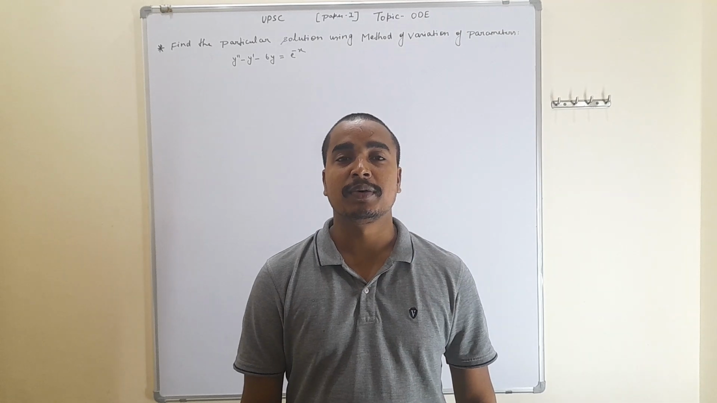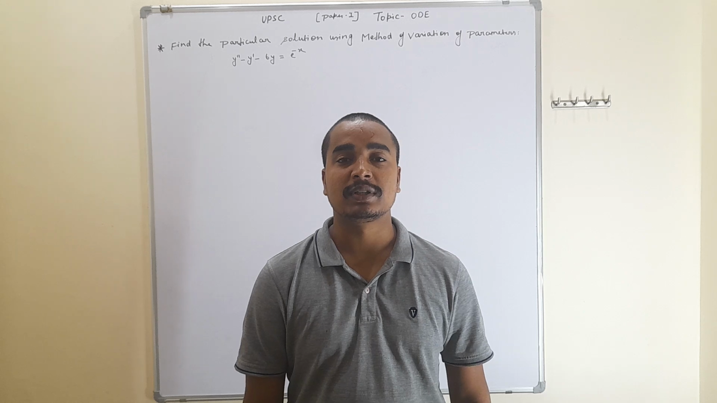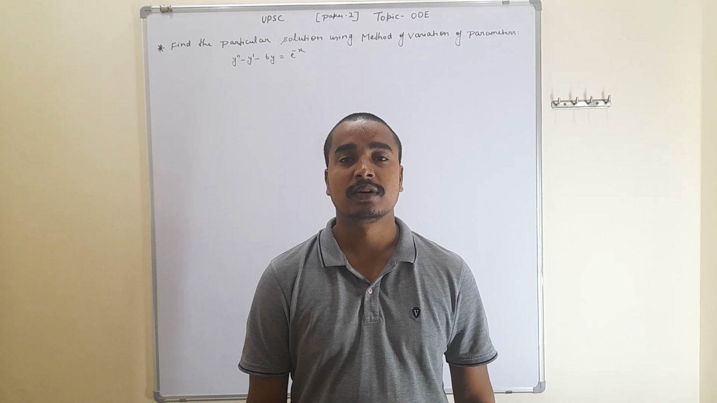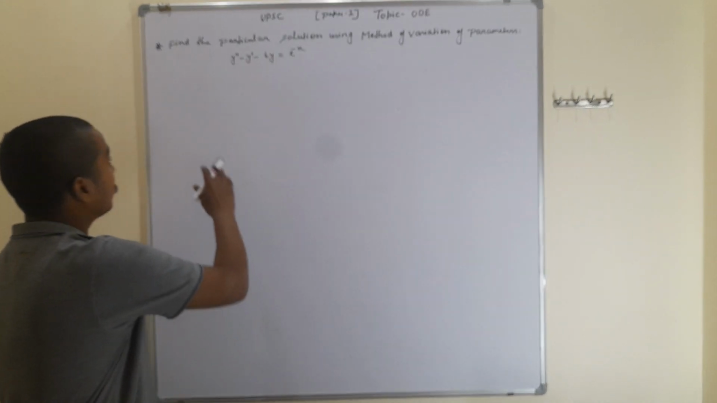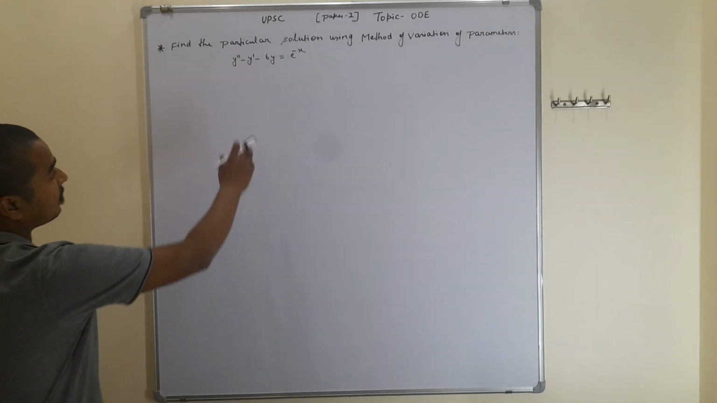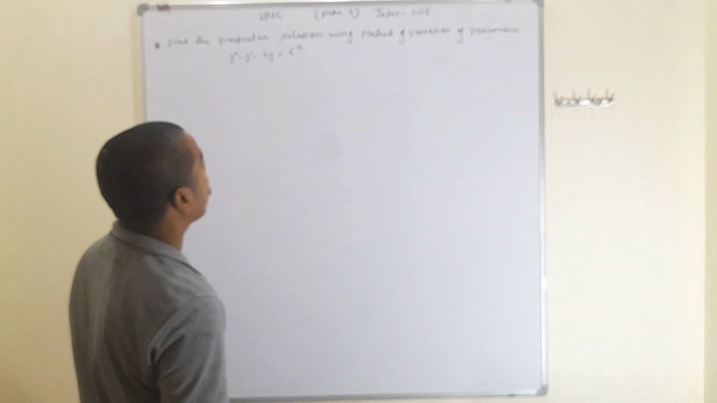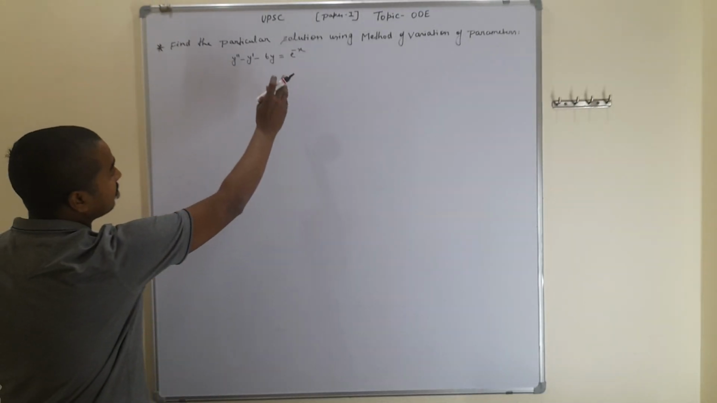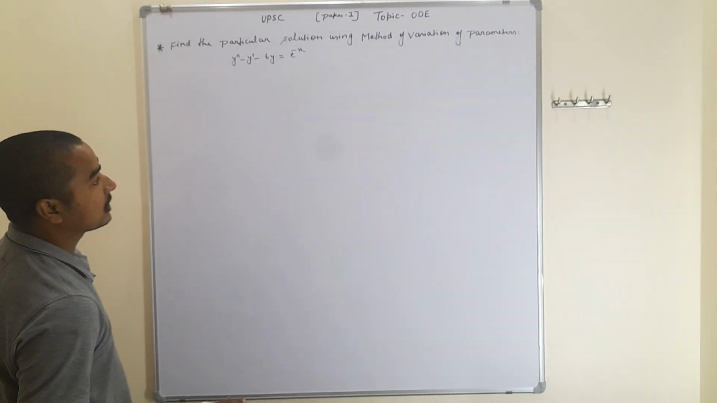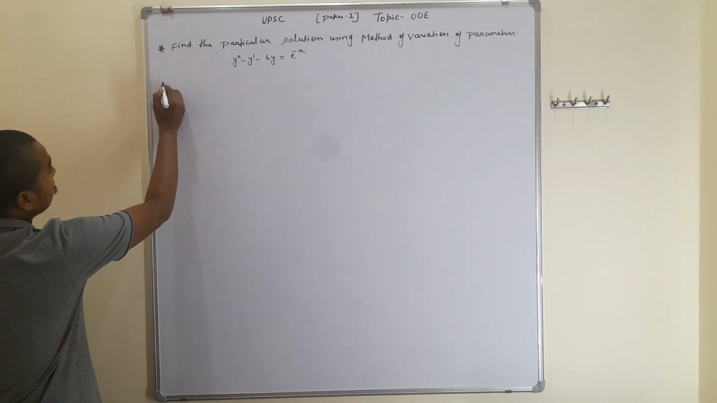Hello everyone. Today we are going to solve the problem of UPSC Maths Optional Paper 1 question from topic Ordinary Differential Equation. Here is the given question. Find the particular solution using method of variation of parameters, and the differential equation is given by y double dash minus y dash minus 6y is equal to e to the power minus x. Let's solve the problem.